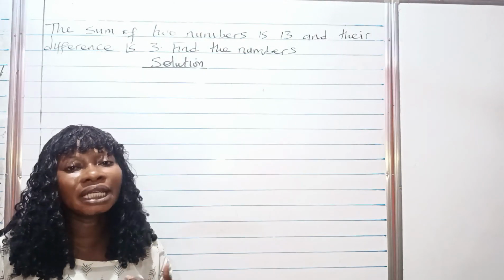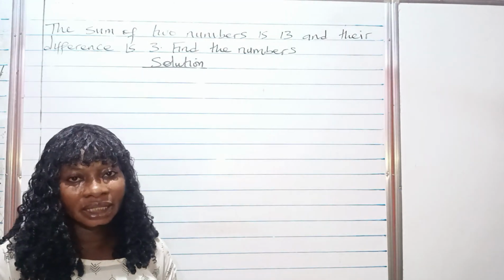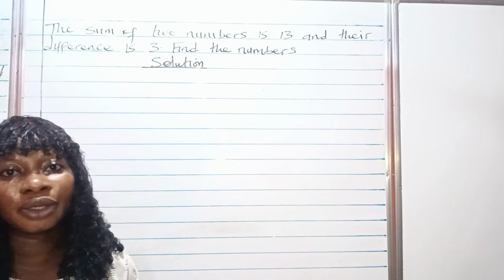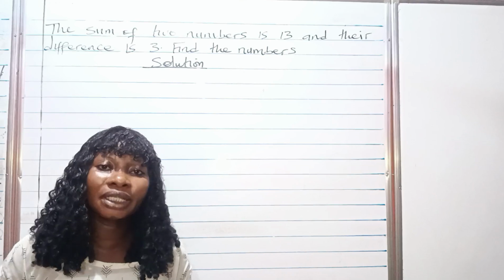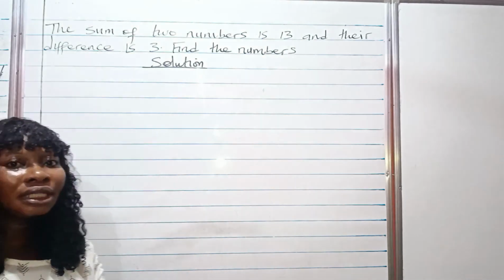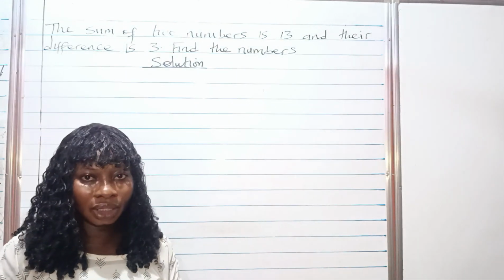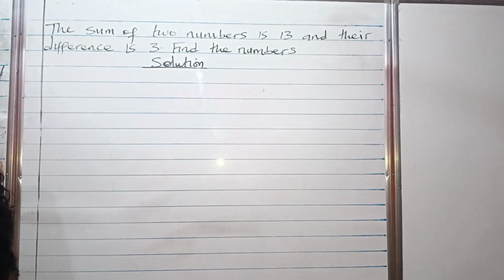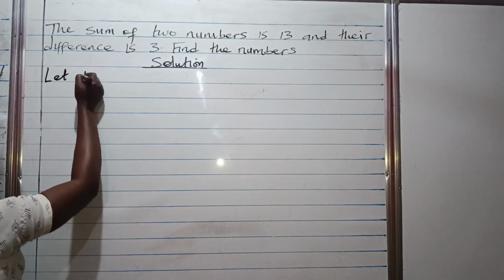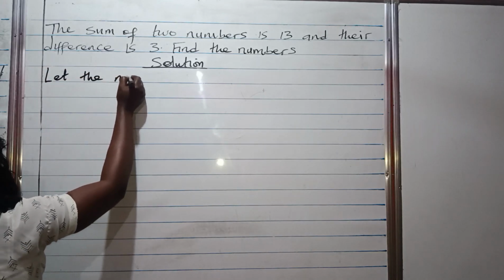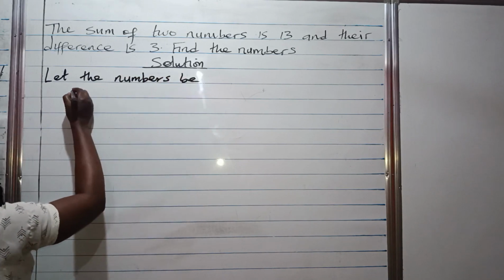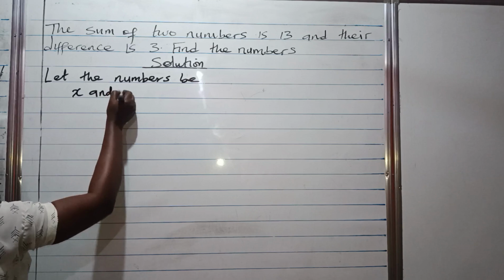So we can use any alphabet to represent the number. We can use A and B, we can use X and Y, you can use P and Q, depending on the alphabet you want to use. And this question will lead us to a simultaneous equation. So let's solve this together. We can represent the numbers like I said earlier. We can use any alphabet. So in this case, let's use X and Y.